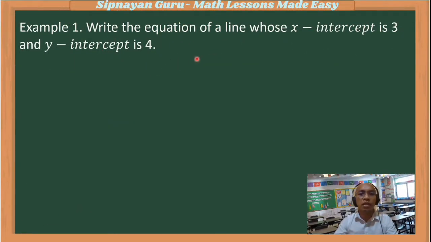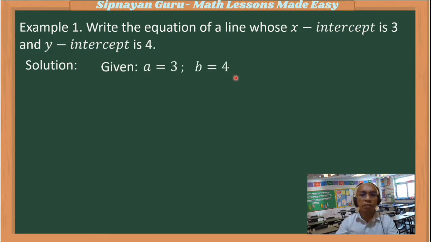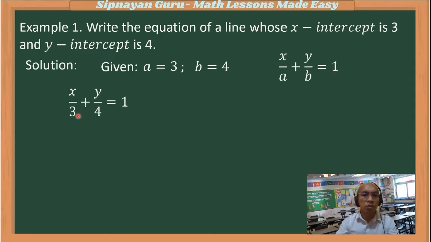So let's try this in example number 1. Write the equation of the line whose x-intercept is 3 and the y-intercept is positive 4. So our a is positive 3. Our b, the y-intercept, is positive 4. Substitute it to the given formula. So this would be x over a plus y over b is equal to 1.